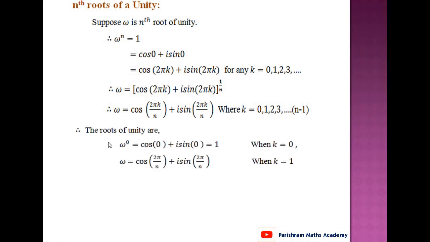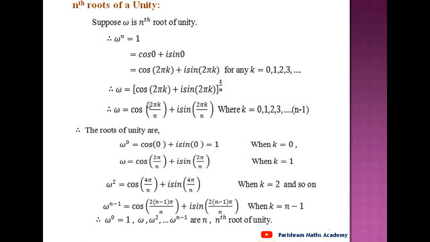And therefore, the roots of unity are obtained by putting k equal to 0, 1, 2, 3 up to n minus 1. When k equal to 0, we get omega raised to 0 equal to cos 0 plus i times sin 0, which is nothing but 1. When k equal to 1, omega equal to cos of 2 pi upon n plus i times sin of 2 pi upon n.